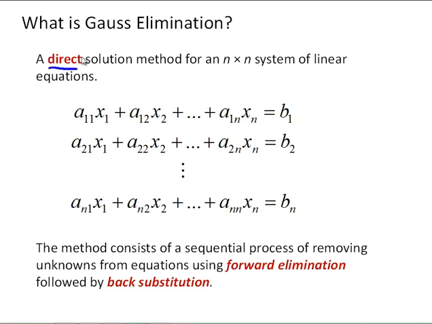It's a direct solution method for an n by n system of linear equations. By direct, I mean we're making no approximations to develop this method. That's in contrast to what we did with the iterative methods for root problems in the previous algorithms we looked at. The method consists of a sequential process of removing unknowns from the equations in the system using forward elimination followed by back substitution. So let's look at each of those steps.